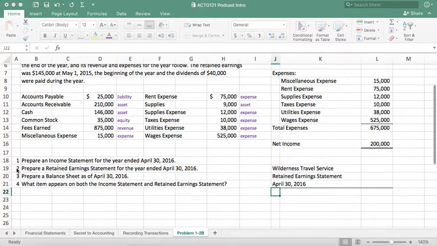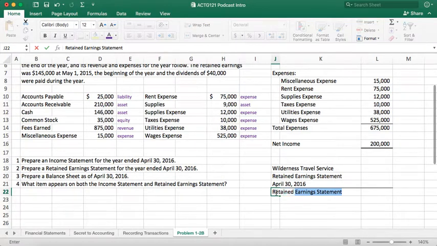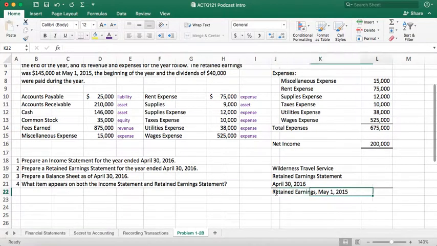So our next item is preparing a retained earnings statement ending April. I've put the heading here, Wilderness Retained Earnings Statement, April 30th. We always begin with the beginning of the year. So we're going to begin with the retained earnings balance, May 1, 2015. And that was given to us, remember? That was in the problem, and that's $145,000.